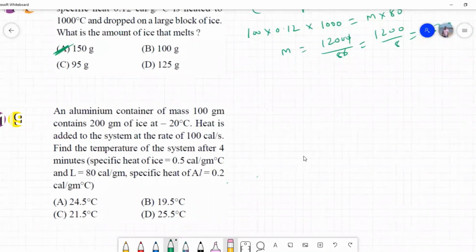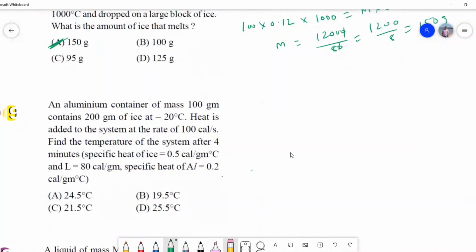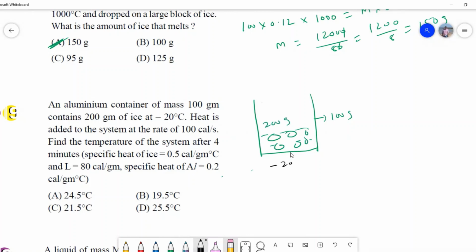Here, an aluminum container of mass 100 grams. So there is an aluminum container, and the mass of this is given as 100 grams. It contains how much ice? 200 grams at minus 20 degrees centigrade. Heat is added to the system at the rate of 100 calorie per second.